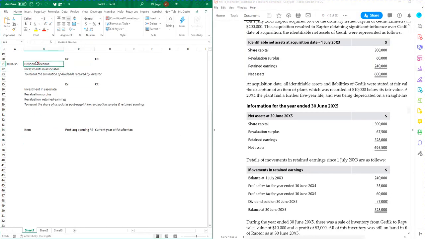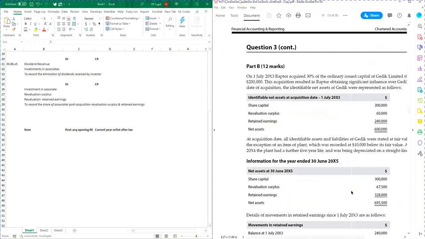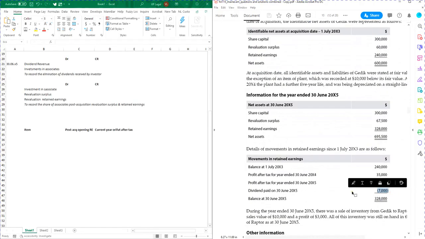So the first one's just dividend revenue. Because it's an interrelated party, we need to reverse it out. Otherwise, it's not real revenue if you're just selling it to a related party. So what's the dividend paid? I can see there's an amount here, dividend paid of $7,000. So we need to reverse this out. We only want to reverse out our ownership of that, the 30%, because the other percentage is going to the other shareholders who are not a related party.